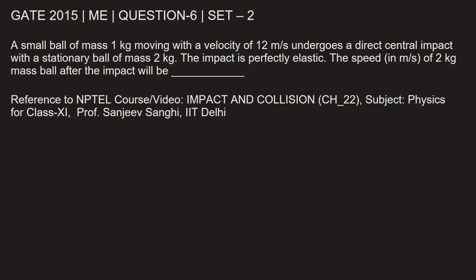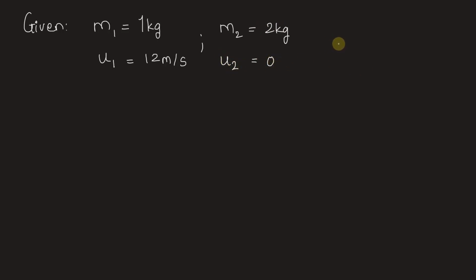Let's write the given things. Let the moving ball be ball 1. So we have mass of the ball 1 is 1 kg. Its initial velocity u1 is 12 meter per second. Let the stationary ball be ball 2. So we have mass of the ball 2 is 2 kg. Because it is stationary, its initial velocity u2 is 0. We have to find out the final velocity of the stationary ball, that is v2.